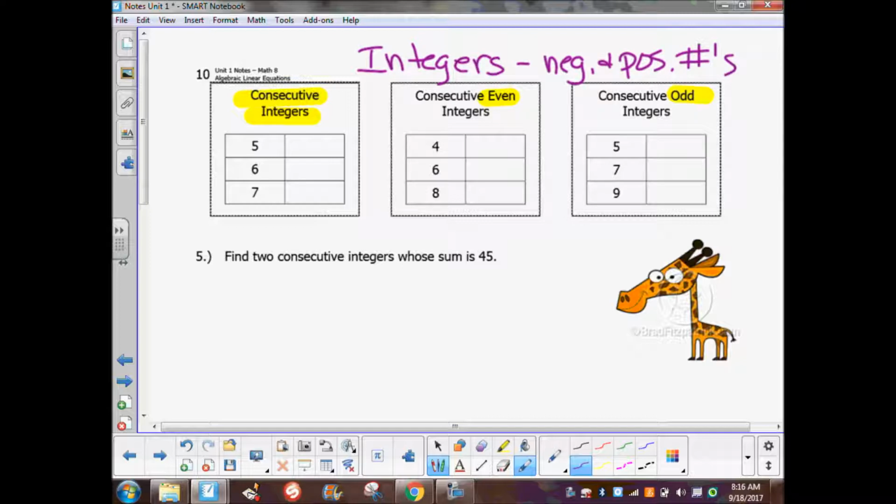So the only other word we need to talk about is consecutive. What does that word consecutive mean? Anybody know what that means? In a row, yeah, one right after the other. Okay, consecutive.